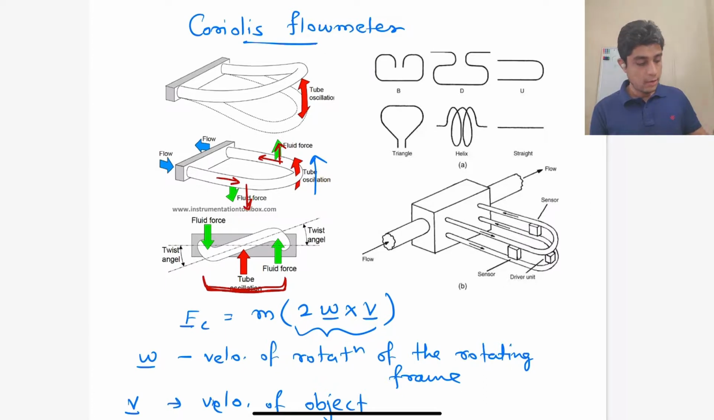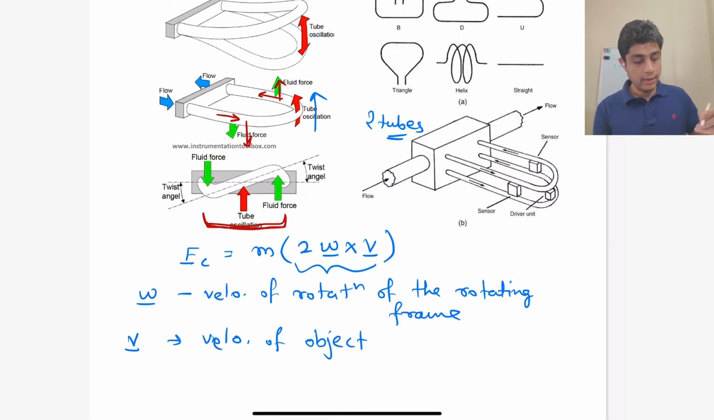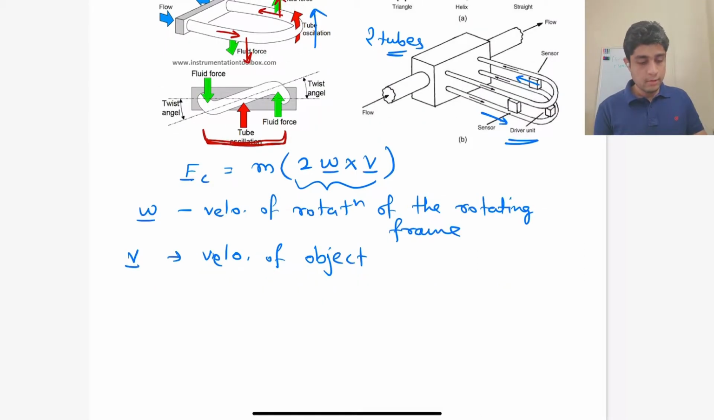The way a Coriolis meter is implemented, however, is using two tubes, so that this twist is eliminated, and again we basically oscillate the two tubes in the middle by using a driver unit with a known frequency. So because of the Coriolis force, the signal that the sensor at the inlet measures differs from the signal that the sensor at the outlet measures.